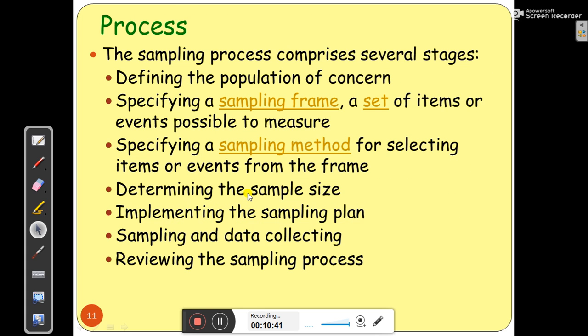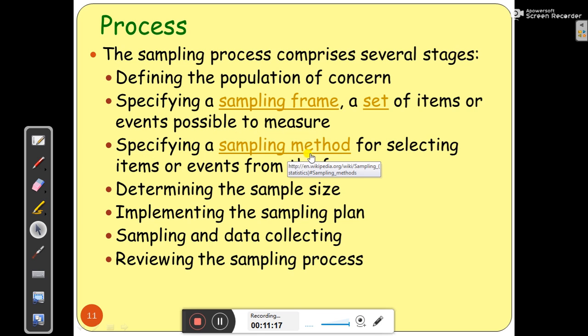The sampling process comprises several stages. First, you need to define the population of concern. Second, specifying a sampling frame, or you can say a set of items or events possible to measure. So how you are going to measure the data, that is about framing, and using that frame only you are going to slice the samples from the main population. So you need to find out your sampling frame.